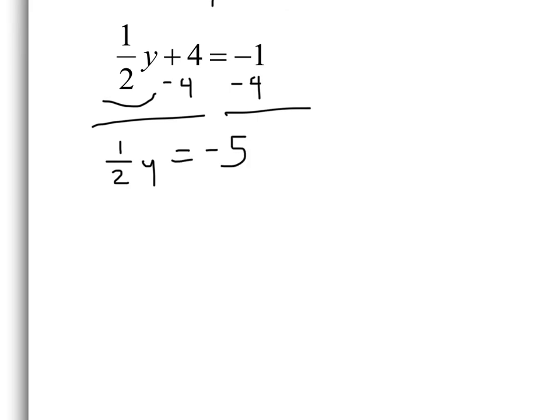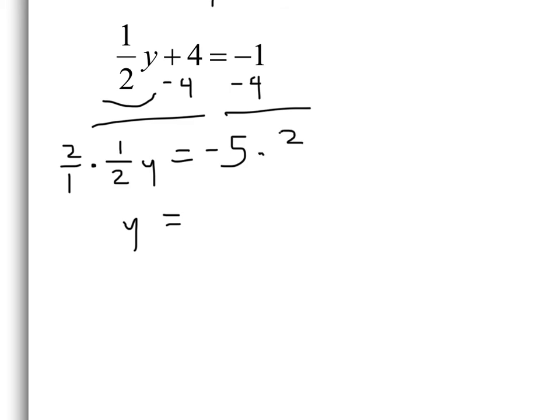I don't want that 1/2 y there. One way I can get rid of it is to multiply by something. What can I multiply that 1/2 by so that it will leave me with just a y on the left-hand side? If I multiply by 2, or 2 over 1, the reciprocal of 1/2, any number times its reciprocal equals 1. And that'll leave me with 1y or just y.